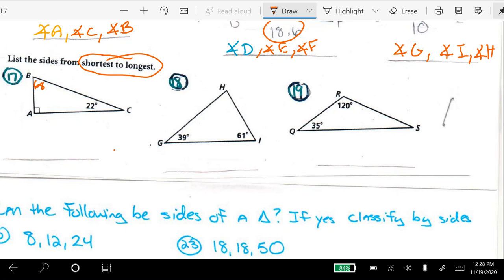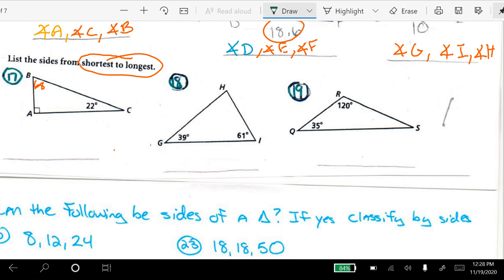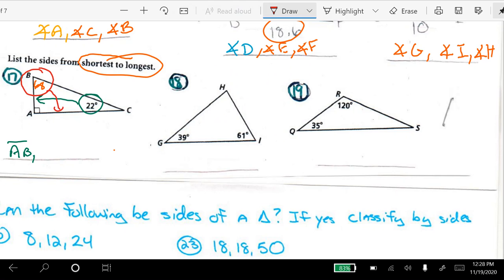Because I'm looking for the shortest side first, I'm going to start with the smallest angle. Again, if I'm giving you angles, I want to know sides. If I'm giving you sides, I want to know angles. So the smallest angle here is the 22, and the shortest side is going to be opposite that 22. So the shortest side is going to be AB. And then the next side in order, going from small to big this time, is going to be my 68. Opposite the 68 is AC. And then the last side is BC.